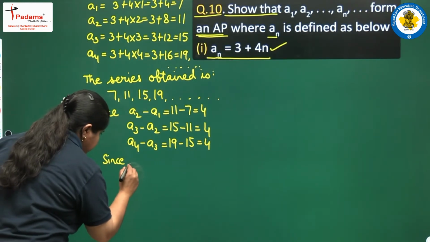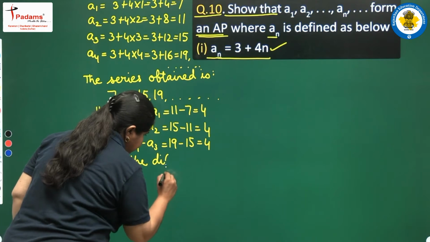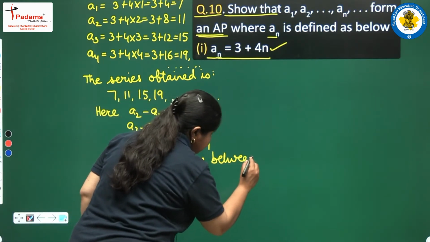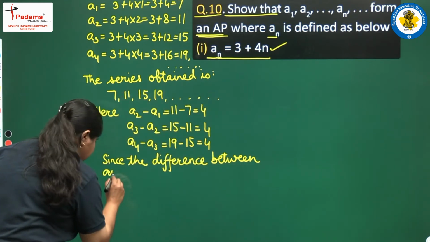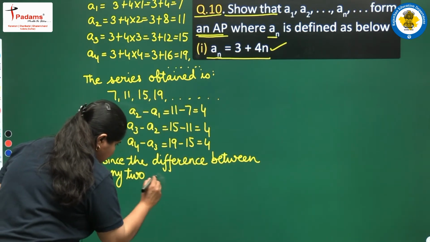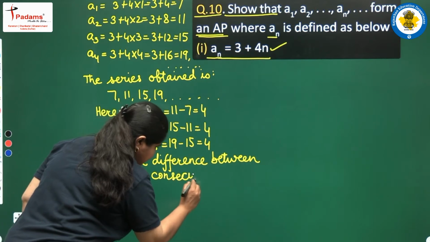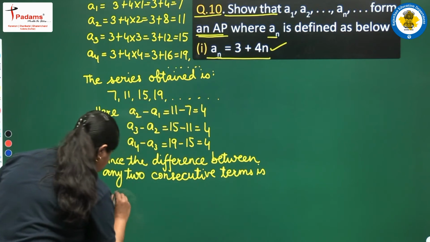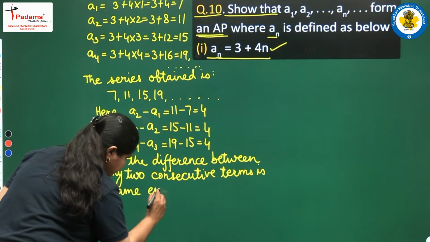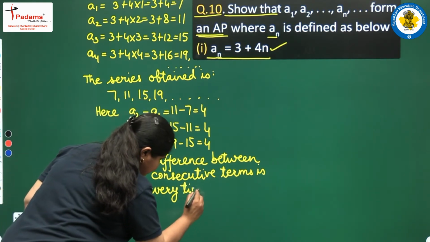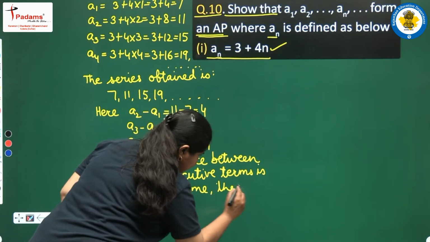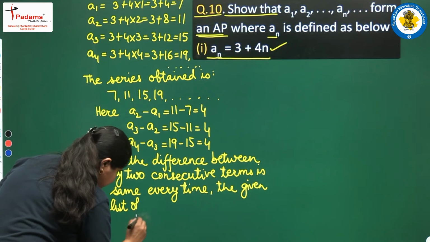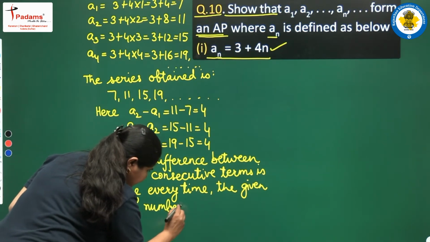Since the difference between any two consecutive terms is same every time, the given list of numbers form an AP.